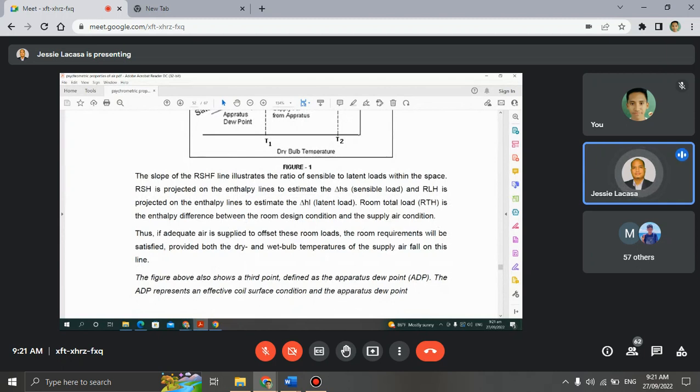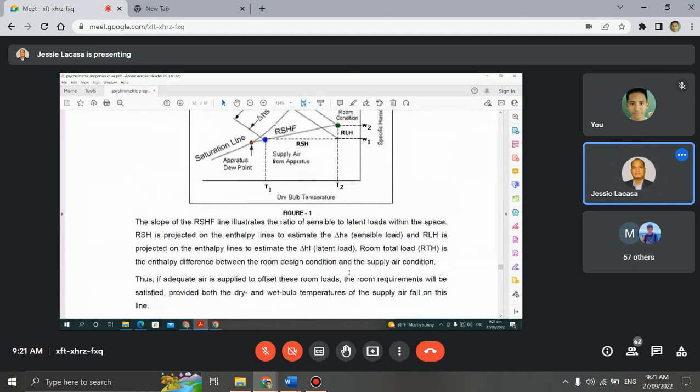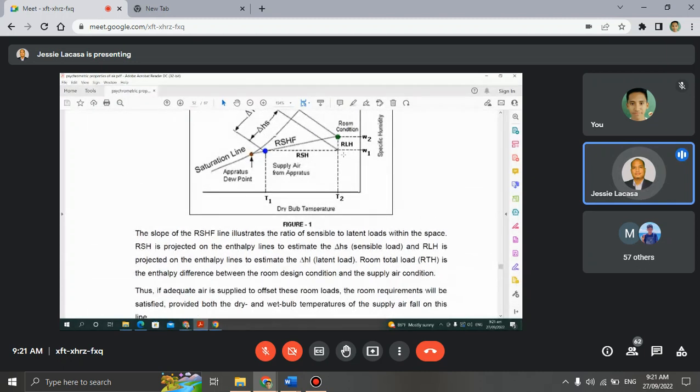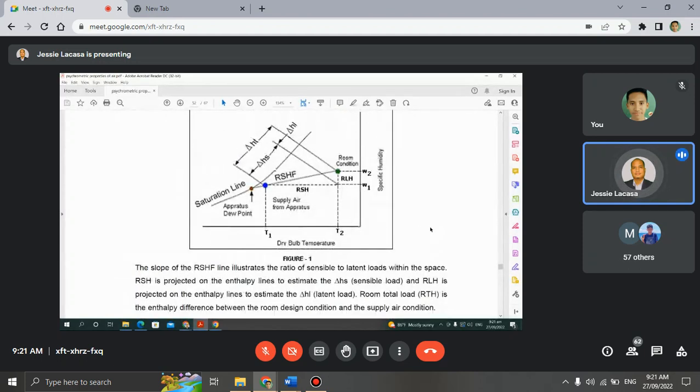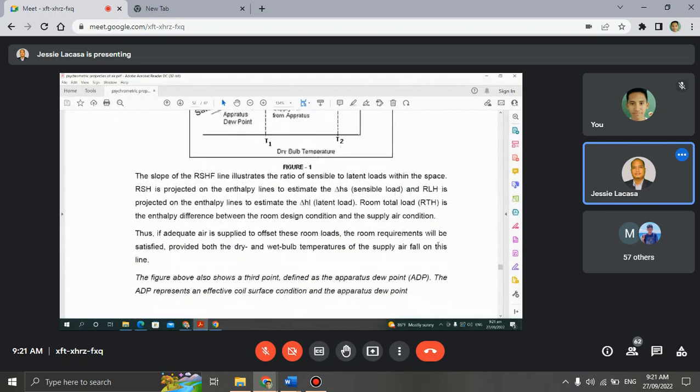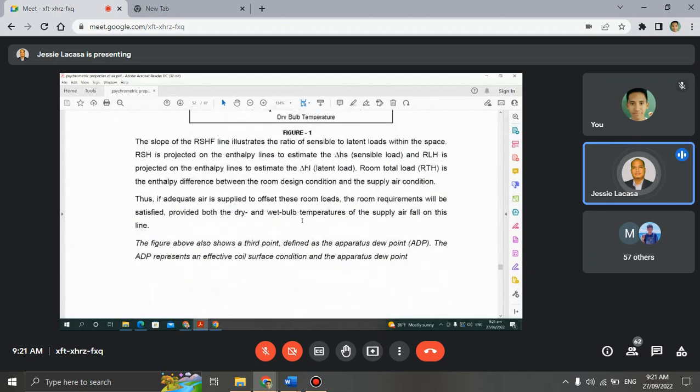Thus, if adequate air is supplied to offset these room loads, the room requirements will be satisfied, provided both the dry and wet bulb temperatures of the supply air fall on this line. No, as long as. So here we determine the amount of air needed, no? For it to be enough, or sufficient, or adequate, no, so that the room requirements will be satisfied.